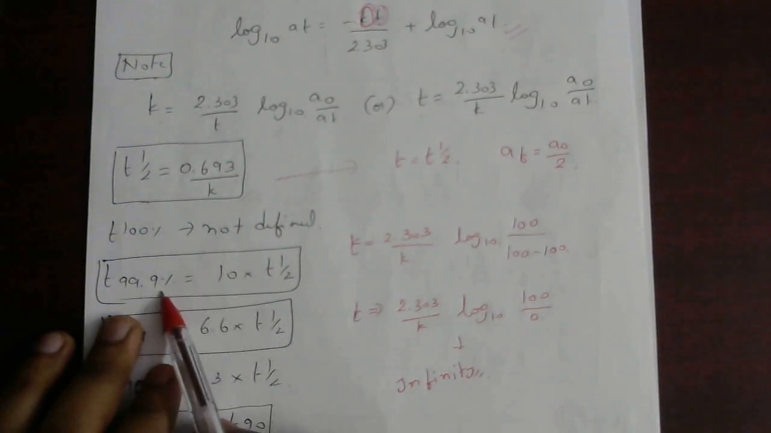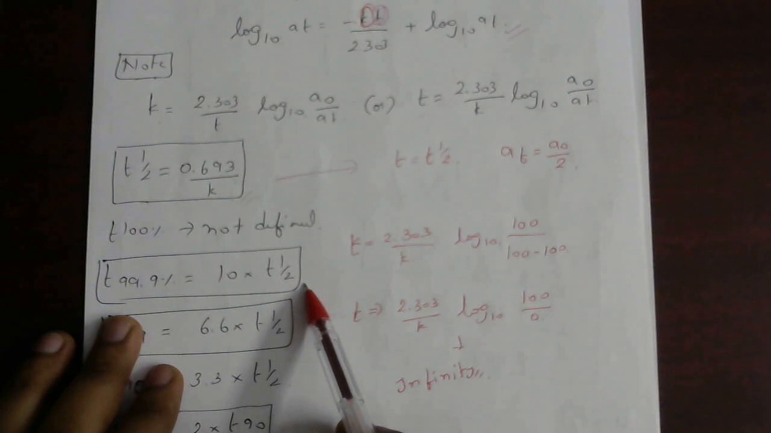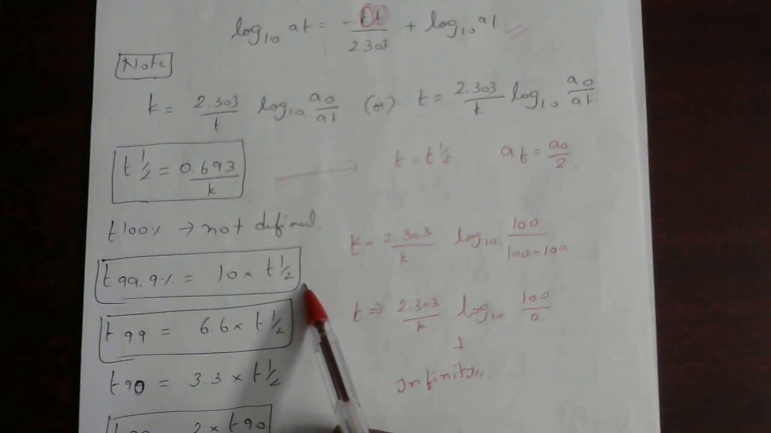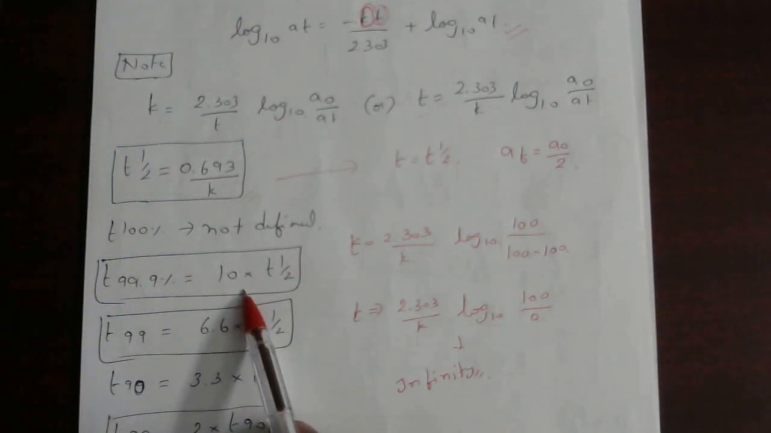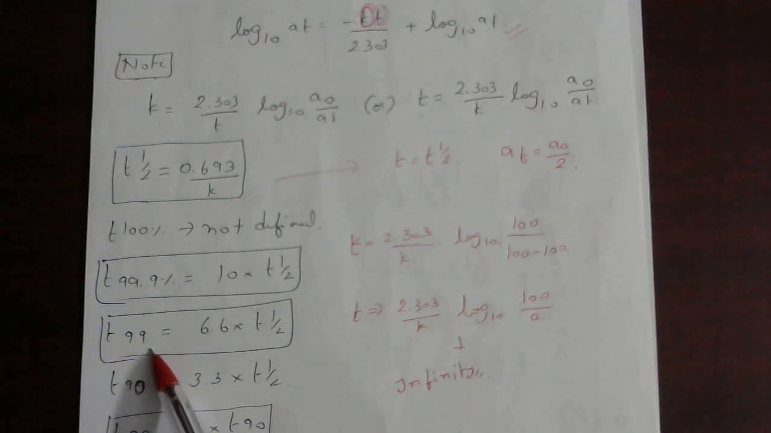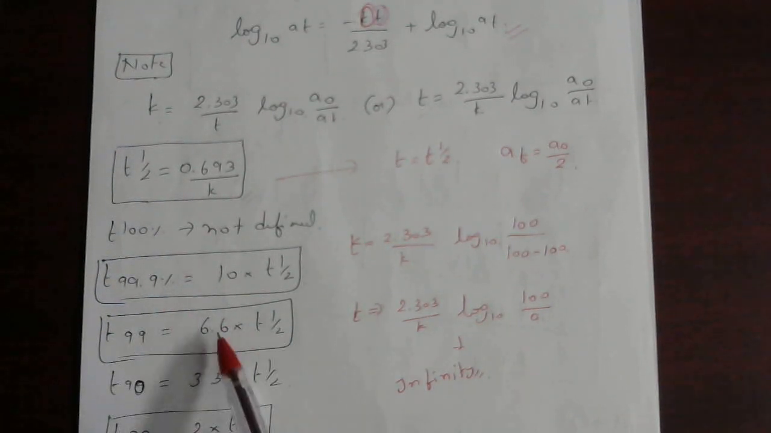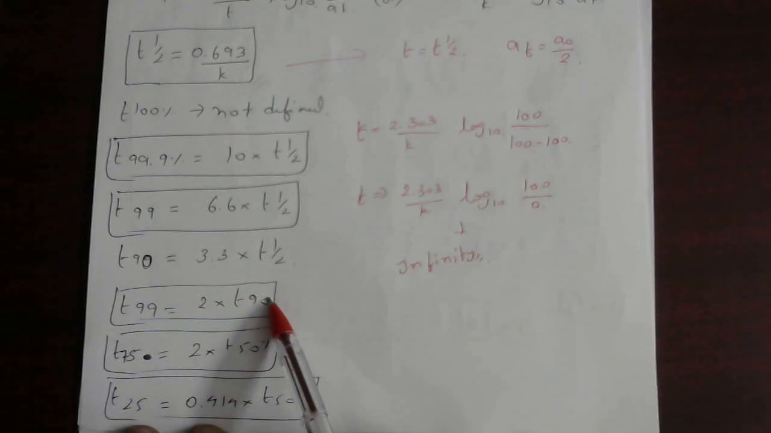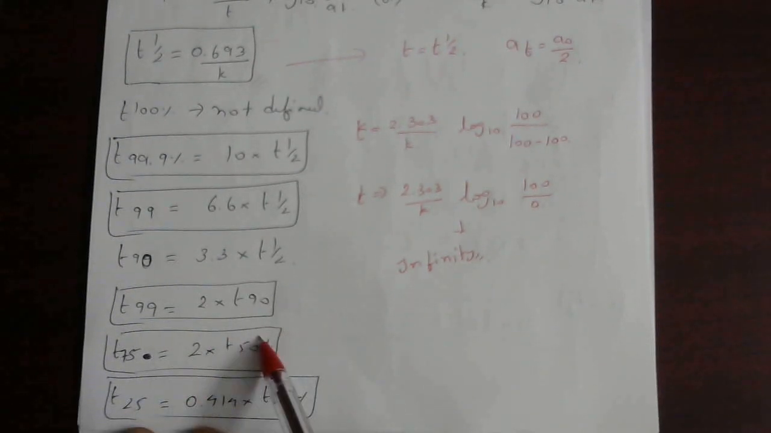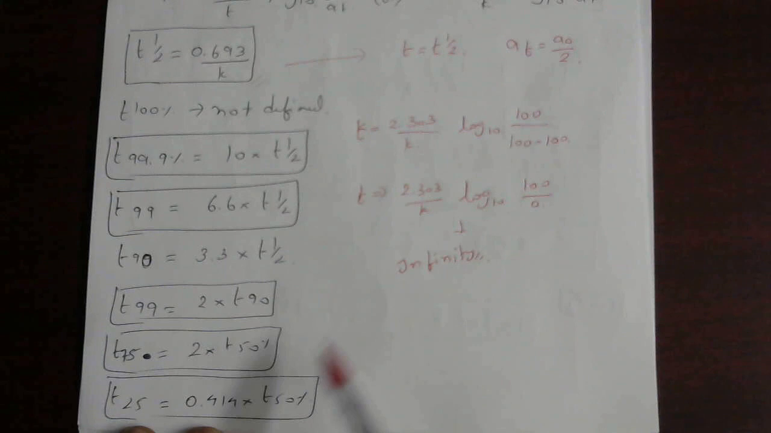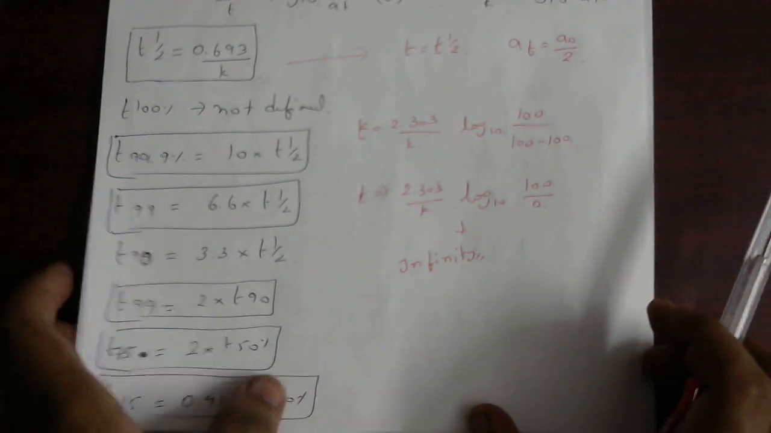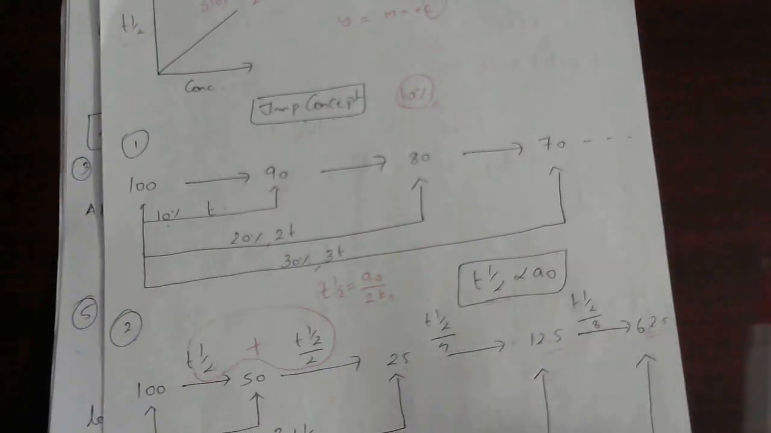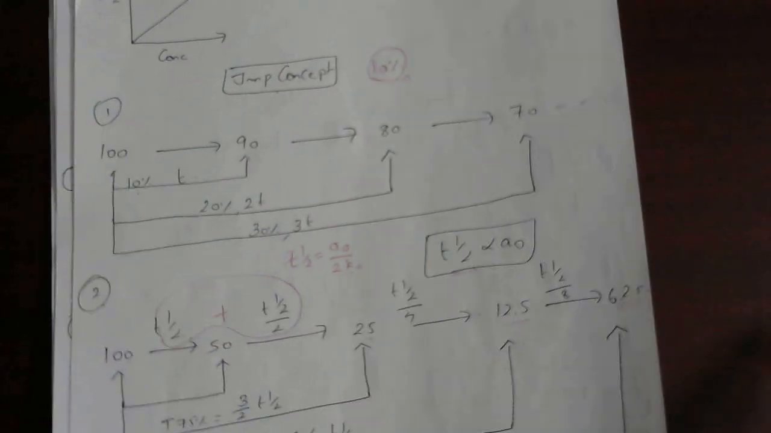T 99.9% is defined. You will be getting something like this value. With respect to t half, t 99.9% is 10 times t half, t 99 is 6.6 times t half, t 90 is 3.3 times t half. T 99 is 2 times t 90, t 75 is 2 times t 50%, t 25 is 0.414 times t half. Something like this we are supposed to get. Let me go to the next slide.